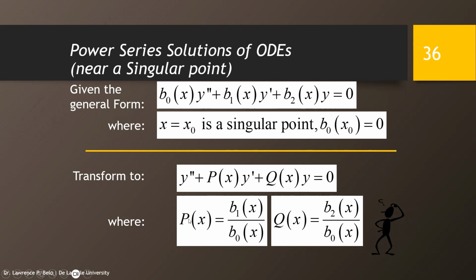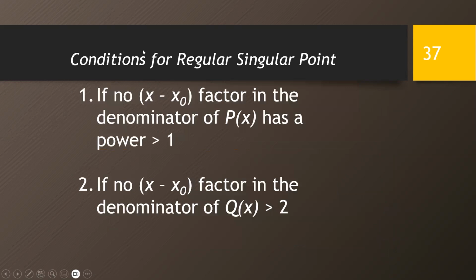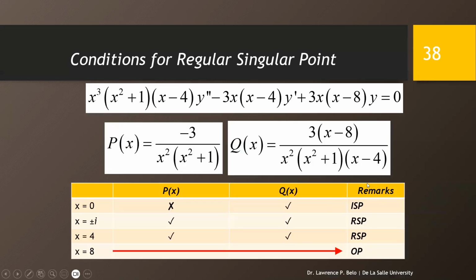So here, what is p(x)? p(x) would be b sub 1 of x all over b sub 0 of x. And then q(x) will be the coefficient here divided by the coefficient of the leading term. So what are the conditions? If no x minus x sub 0 factor in the denominator of p(x) has a power greater than 1, and if no factor in q(x) has a power greater than 2, then it's going to be a regular singular point.